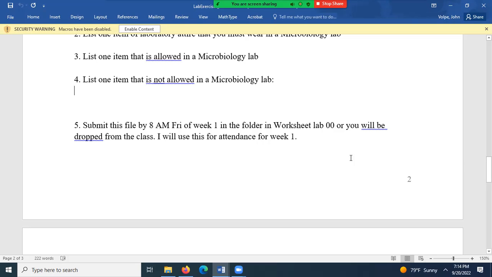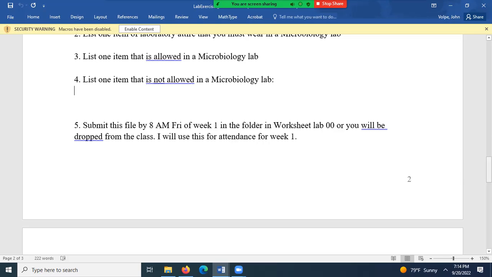All right, for lab 00, it must be submitted by 8 a.m. Friday of week 1 in the folder in Canvas for worksheet lab 00. Or you may be dropped from the class. I'm going to use this worksheet for attendance for who is attending my class. This will be the only time I do this.